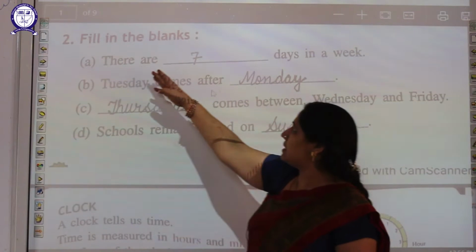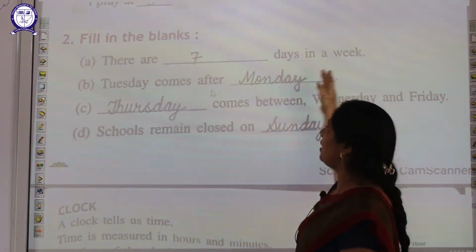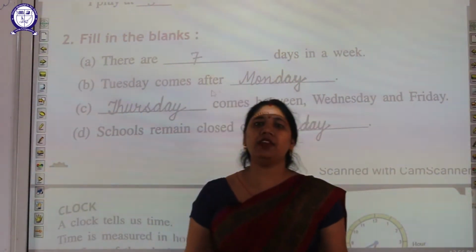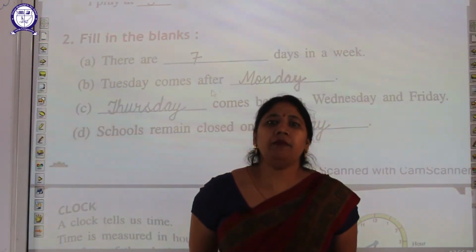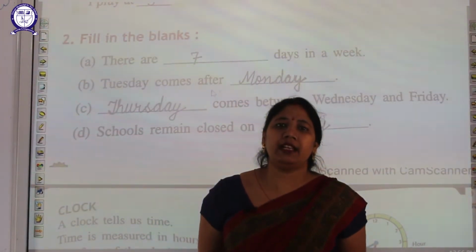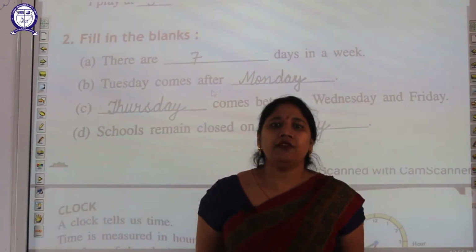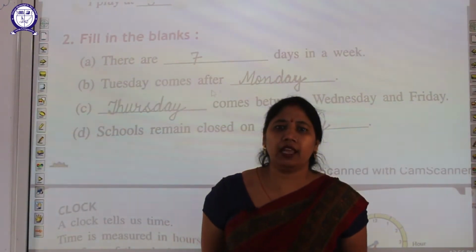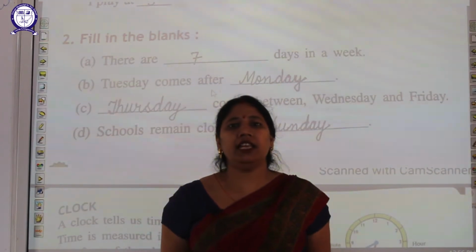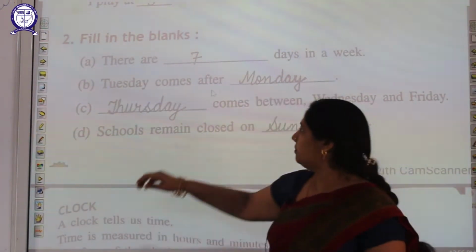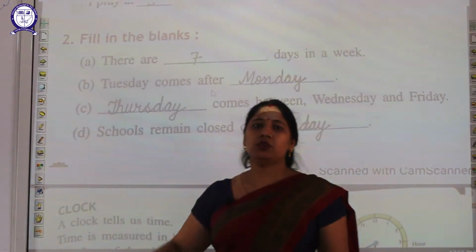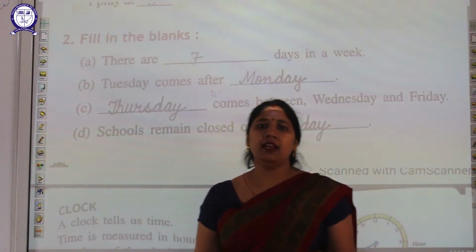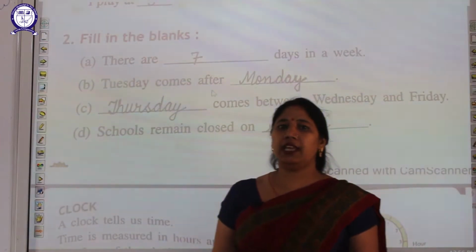Fill in the blanks. There are dash days in a week. So how many days are there in a week? There are 7 days: Sunday, Monday, Tuesday, Wednesday, Thursday, Friday, Saturday. There are 7 days in a week. Tuesday comes after Monday.